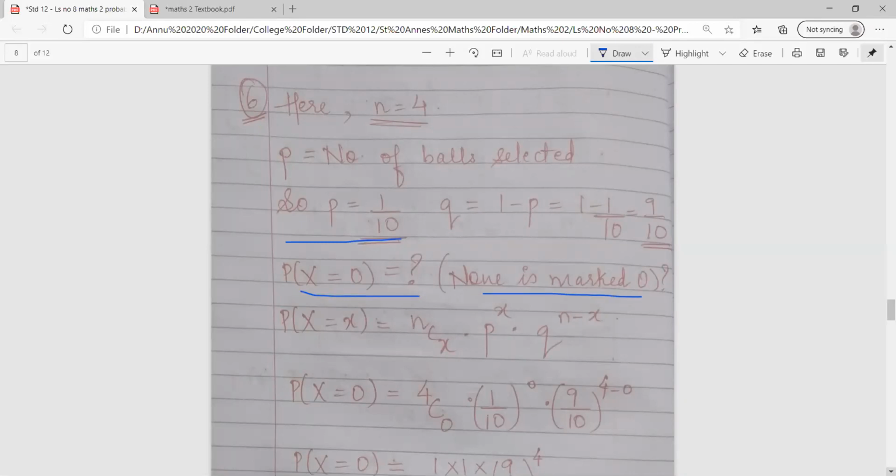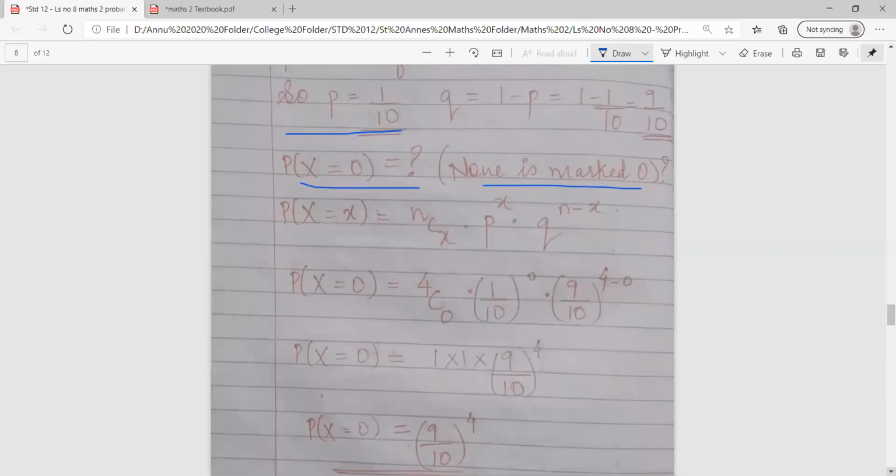So again, this is a new sum. So we have to use the formula first time. P of X is equal to NCX into P raised to X into Q raised to N minus X. So 4C0 into 1/10 raised to 0 into 9/10 raised to 4 minus 0. So 4C0 gives you 1. 1/10 raised to 0 gives you 1. And 9/10 raised to 4 minus 0 gives you 9/10 raised to 4. There's no need to open the final answer as the digits are too big to multiply. So your final answer will look like 9/10 raised to 4.